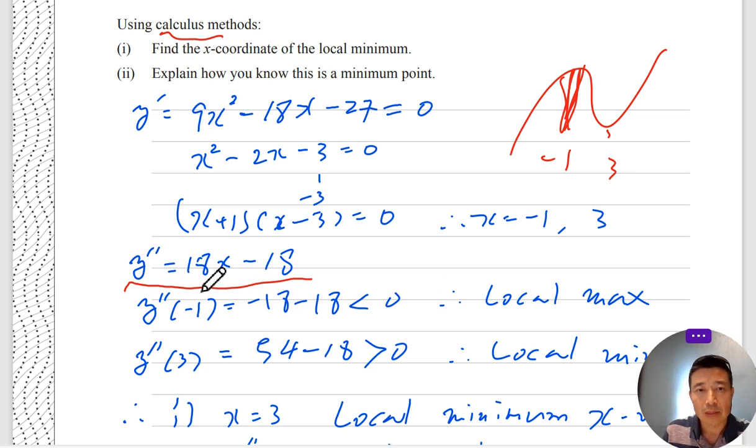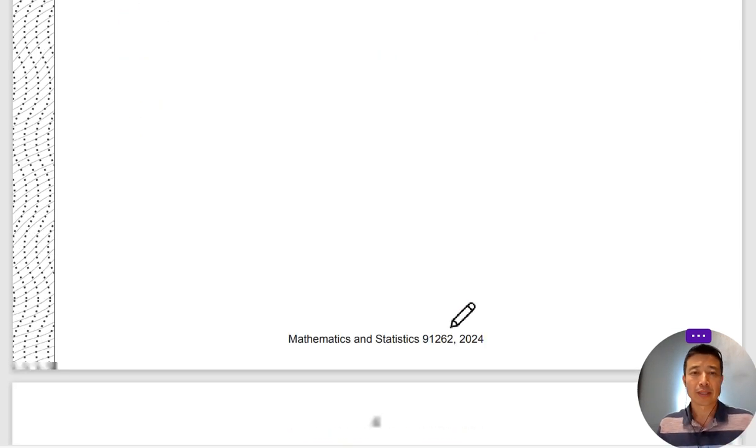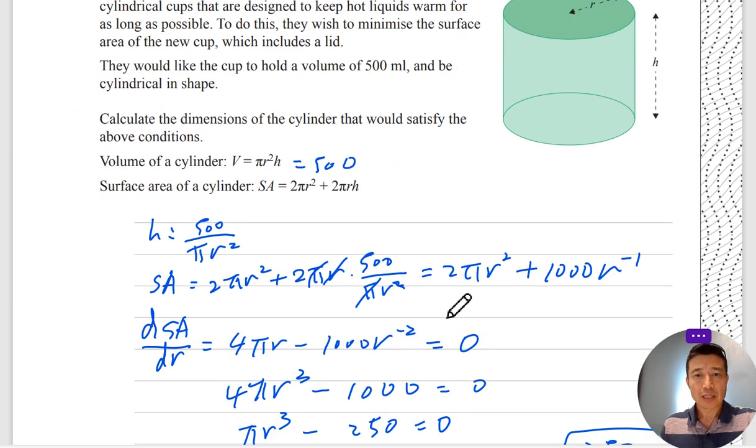So, the second derivative is 18x minus 18. And then you plug negative 1 first to test. So it turns out negative, meaning it's a local maximum, isn't it? But we are finding minimum. So when you plug in 3, we get positive. That means that this is a local minimum. And then I summarize: when x is 3, we get a local minimum. Okay. All right. Question D.